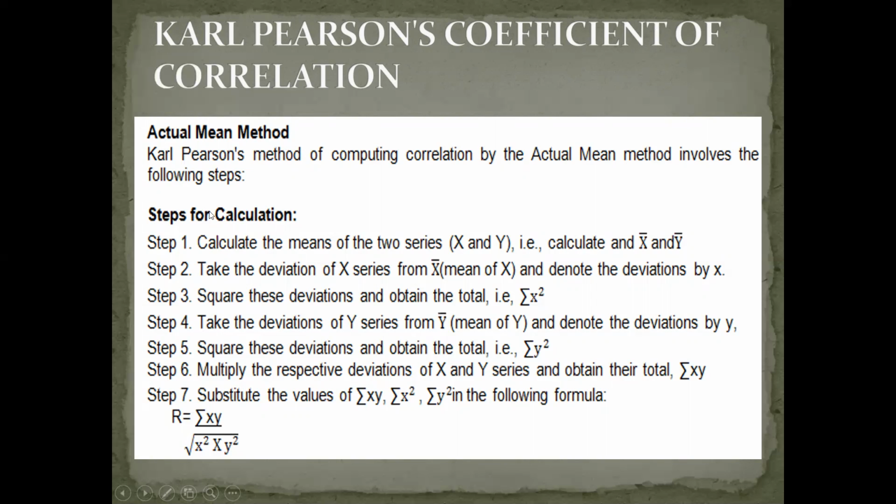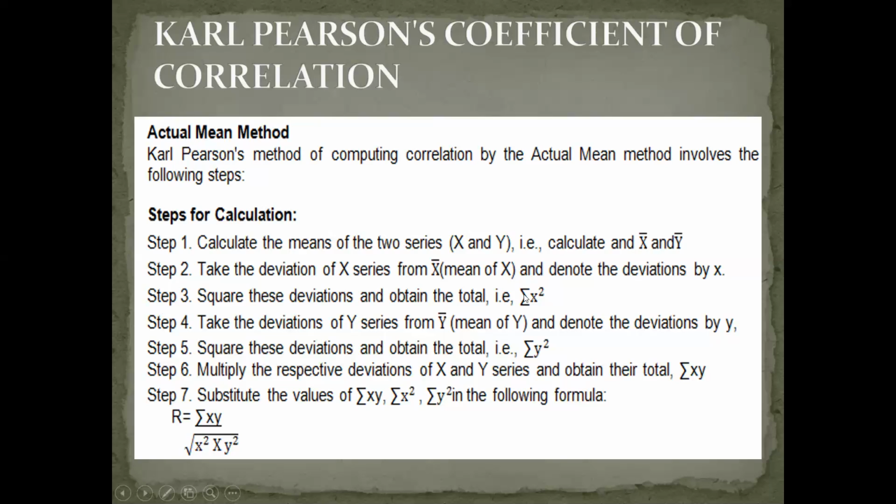Now, as the name indicates, actual mean, there are going to be two variables, x variable and y variable. Two series will be there. So first step, calculate the mean of the two series, x and y, and let it be represented by mean of x and mean of y. Second step, take the deviations of x series from mean of x, and denote it by small x. Third step, square the deviations and obtain the total.